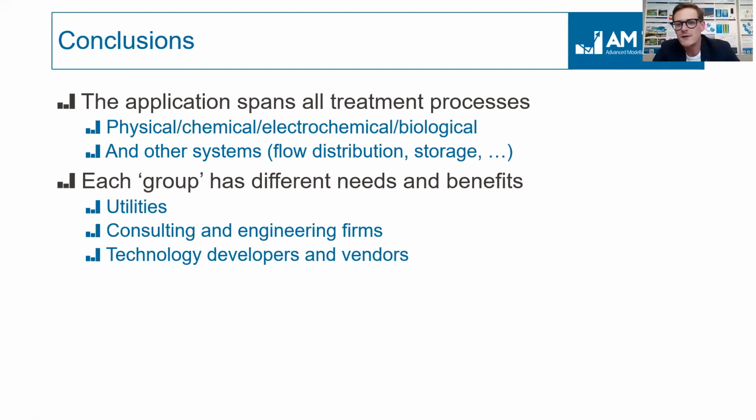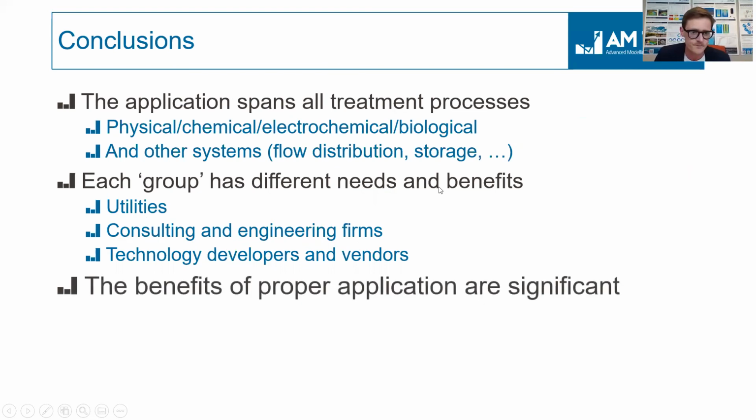Each group has different needs and benefits. So if you look at the 3 end users, let's say, end users, chemical companies or utilities operating the systems, consulting and engineering firms, technology developers and vendors, each of them, of course, all of them are interested in having the best technology and performance, but each of them have subtle differences. For example, here the energy saving is important. Time in a project is important for the second category, and of course here the time to market matters. So there are some subtle differences that should be understood.